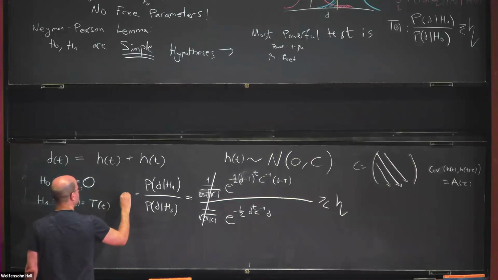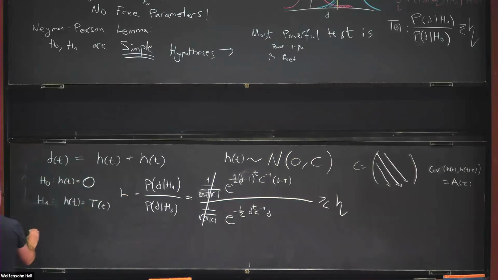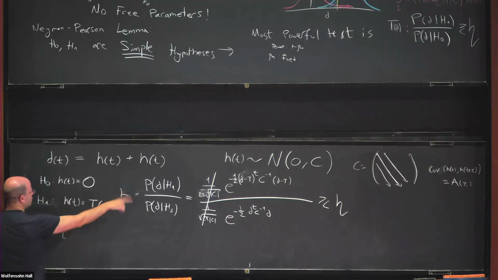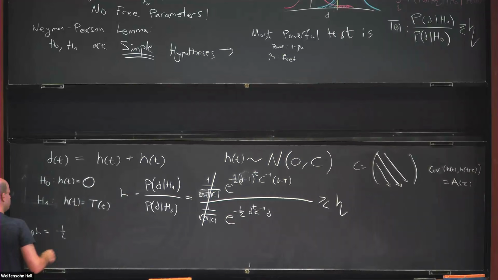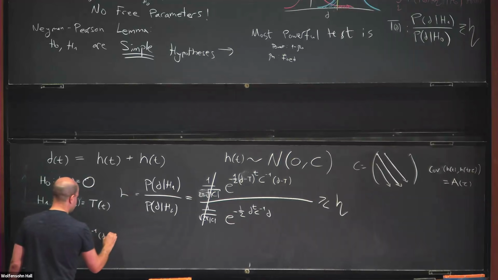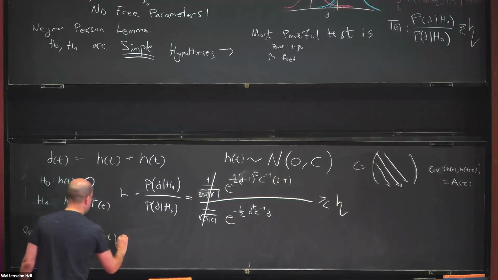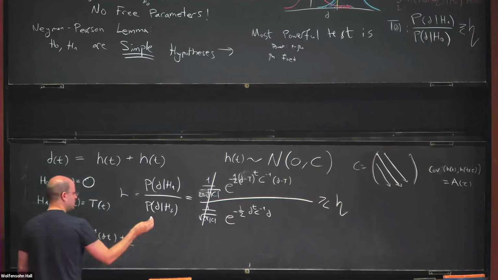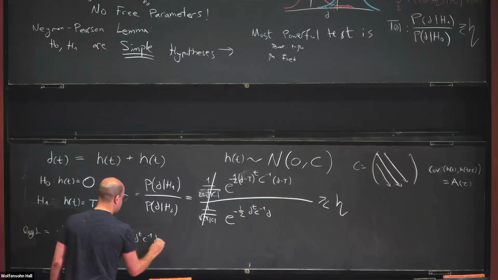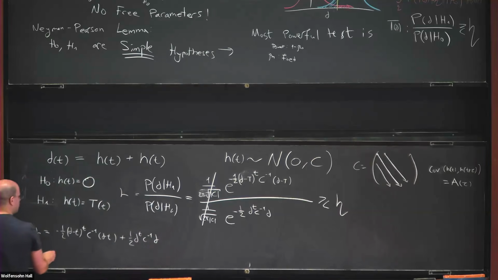This thing is sometimes called the likelihood ratio, and the log of the likelihood ratio, that's something you've heard, right? The log of the likelihood ratio is minus half d minus t transpose C minus 1 d minus t, plus half d transpose C minus 1 d. And now let's open the parentheses because we can.